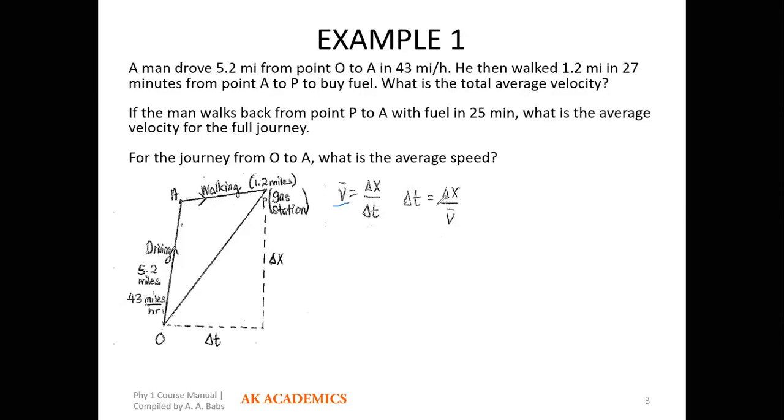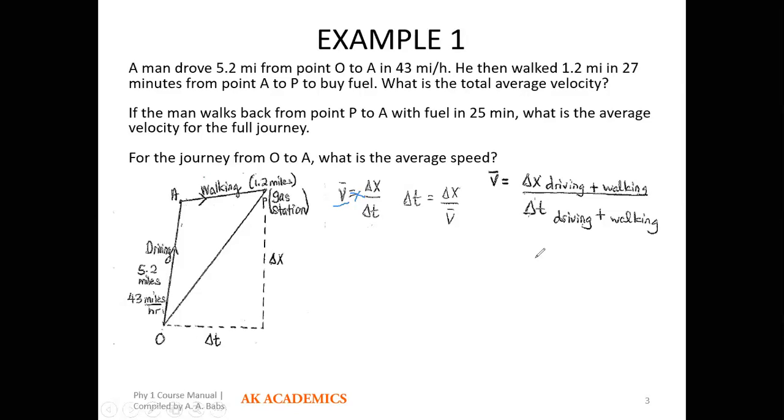All right? If you rearrange this, your change in time will be equal to change in displacement divided by average velocity. So with that in mind, we can easily say that our average velocity would be equal to change in x of driving plus walking, because the man first drove and then he walked. So we have two types of displacements here. Total displacement will be change in displacement of driving plus change in displacement of walking.